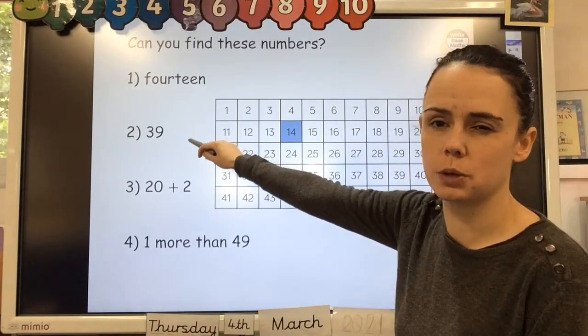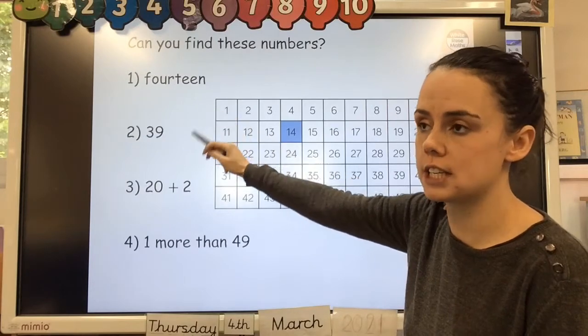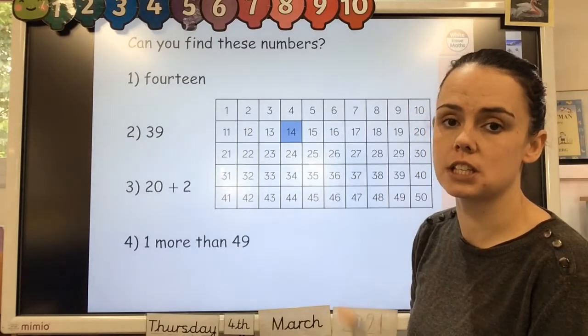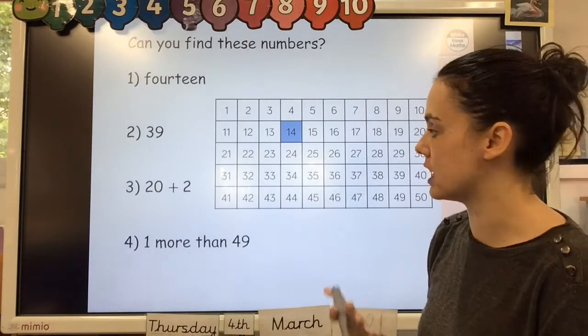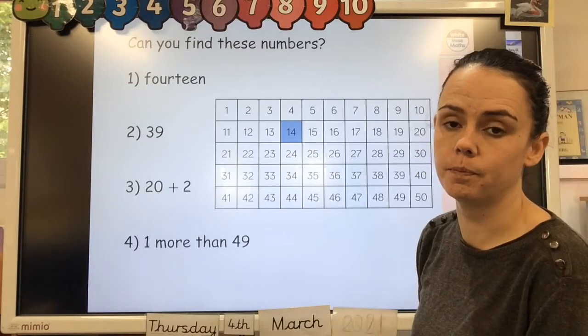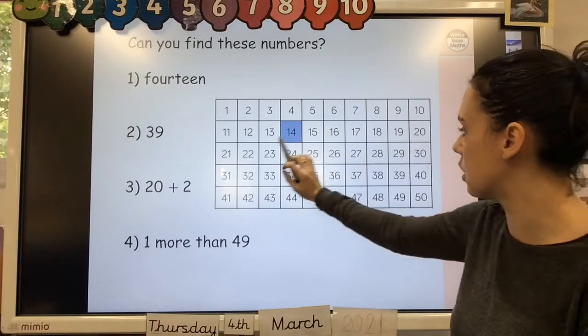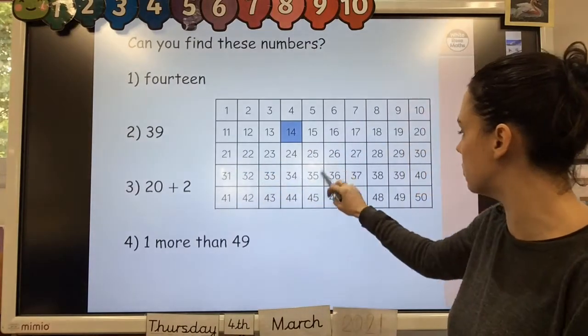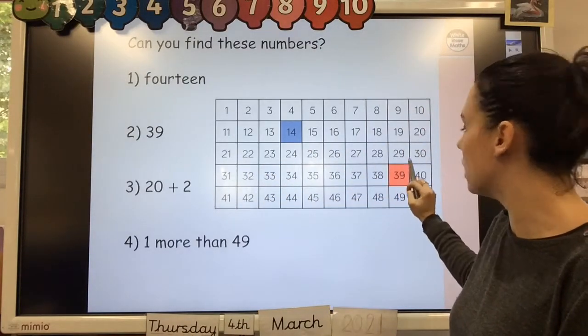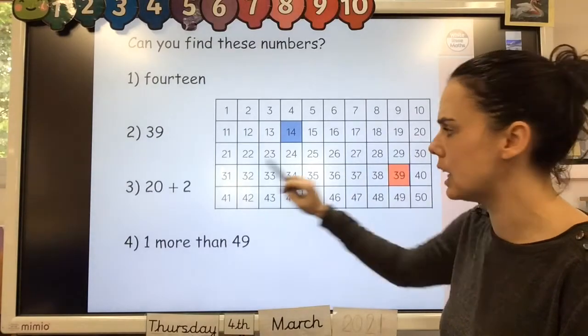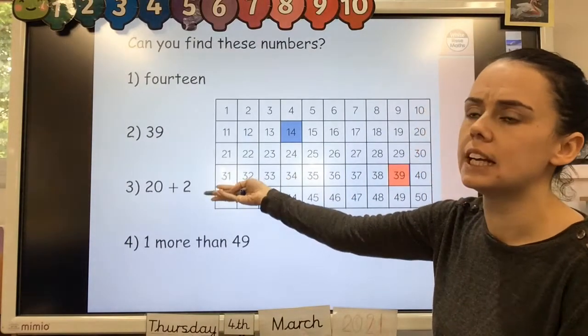Our next one, do you know what this is? So 30 and 9. So it's 39. Can you have a go at finding 39? I always go to 30 and then I count along. So 30, 1, 2, 3, 4, 5, 6, 7, 8, 9. 39.